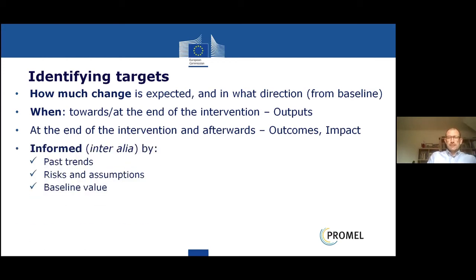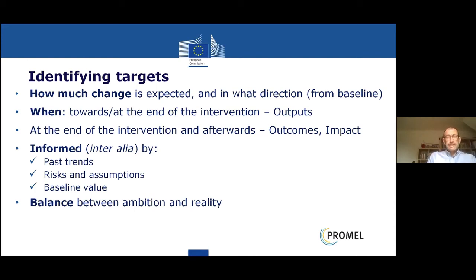And when you're setting your targets, you look at past trends, you look at the risks and assumptions and say, is this target feasible? Are there risks there that could stop us from achieving these targets? And you look at your baseline as well. It's like I say, this is where we are now. What can we realistically expect to achieve by the end of the project, or 2 years after the end of the project? That actually then makes it very important to set your target, which is sufficiently ambitious, to convince your bosses to sign off on it, but at the same time sufficiently realistic for you to be able to achieve them.